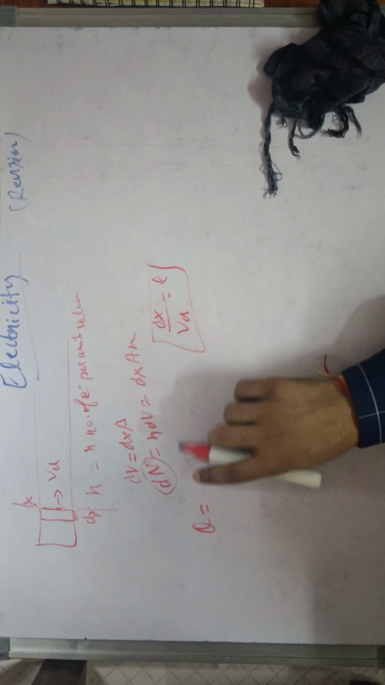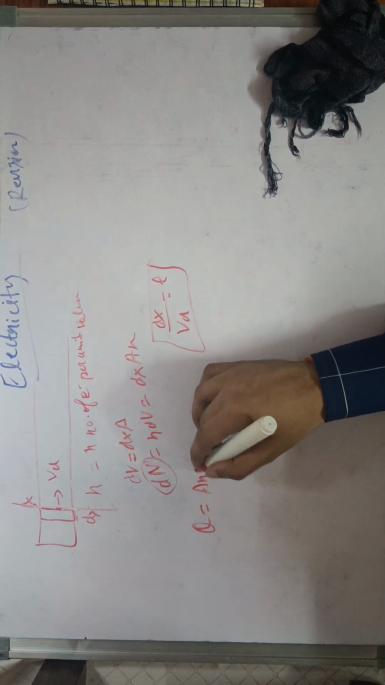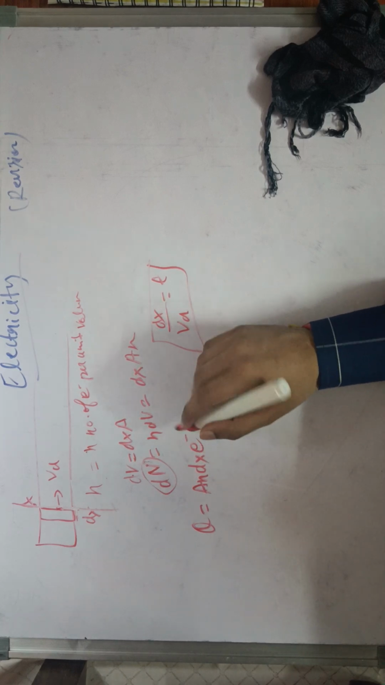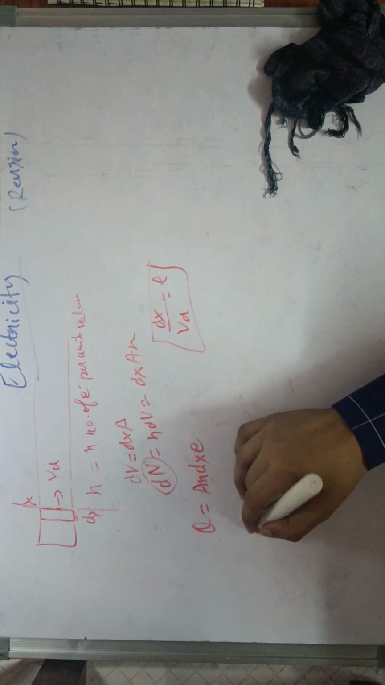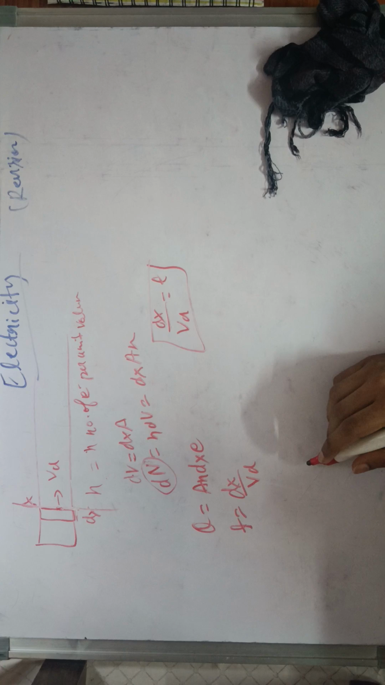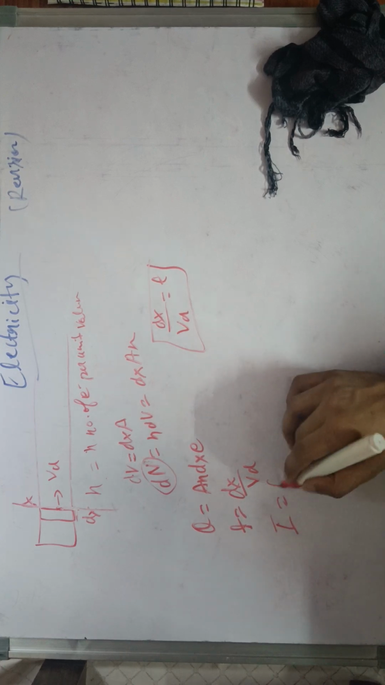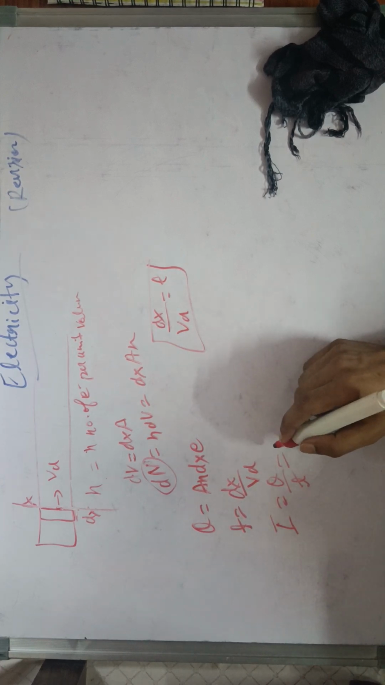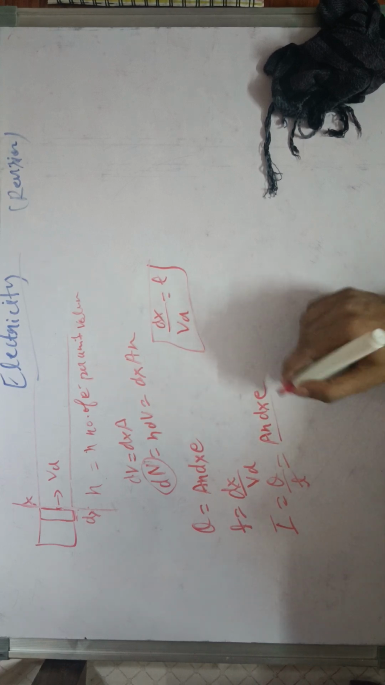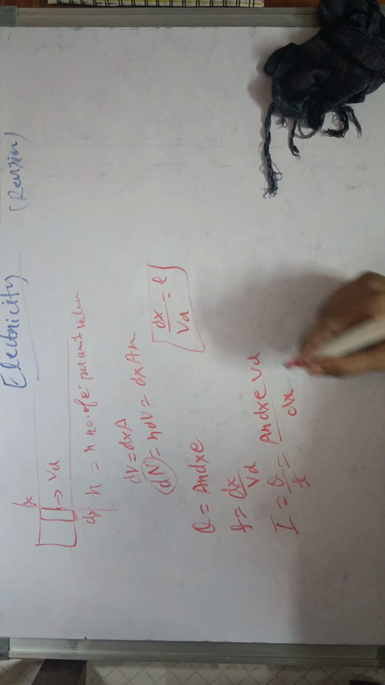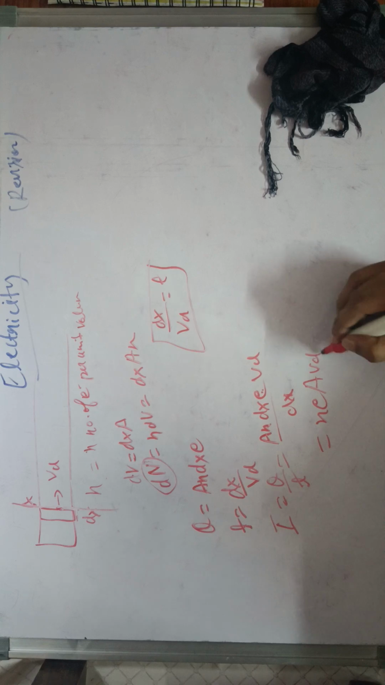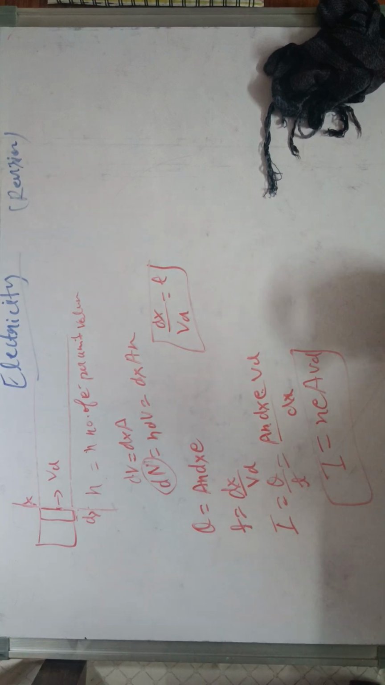So the time taken is dx by vd, and the total charge passing through it is q, which is equal to the number of electrons, A into n into dx, multiplied by the charge of electron e, and the time taken is dx over vd. So we get the formula of current: I is equal to q by t, which is equal to A n dx e over dx into vd. So this gives n e A vd. So the formula of current becomes n e A vd.